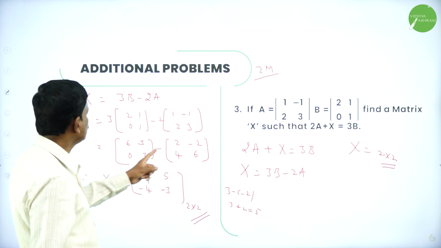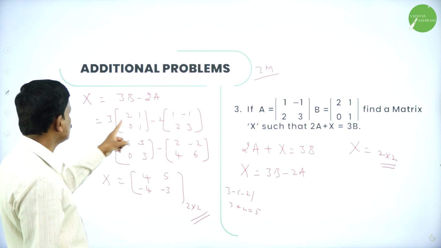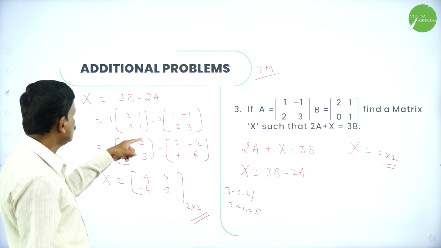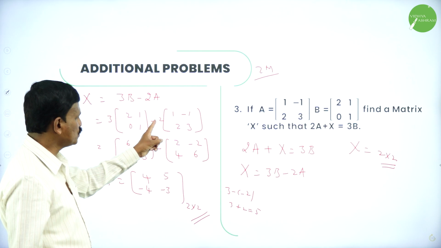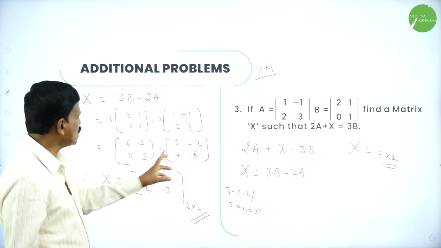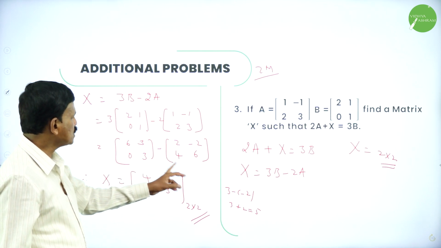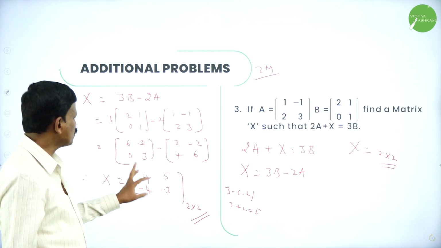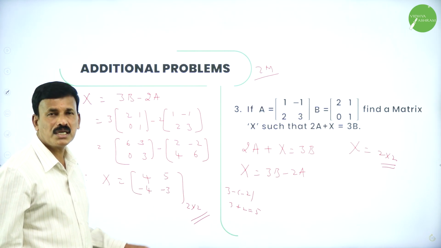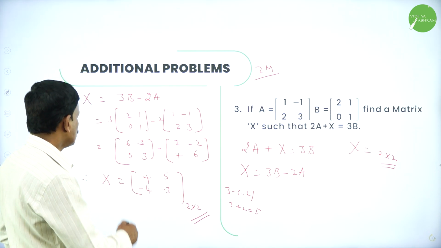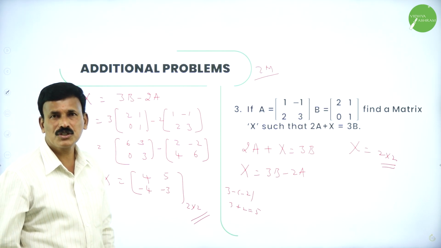1 minus 1 2 3. Scalar multiplication, multiply by 3. 3 into 2 is 6, 3 into 1 is 3, 3 into 0 is 0, 3 into 1 is 3, minus 2 into 1 is 2, minus 2 into 1 is 2, 2 2s are 4, 2 3s are 6. Subtract this: 6 minus 2 is 4, 3 minus of minus is plus, 3 plus 2 is 5, 0 minus 4 is minus 4, 3 minus 6 is minus 3. So therefore the matrix X is equal to 4, 5, minus 4, minus 3. That is the required matrix.